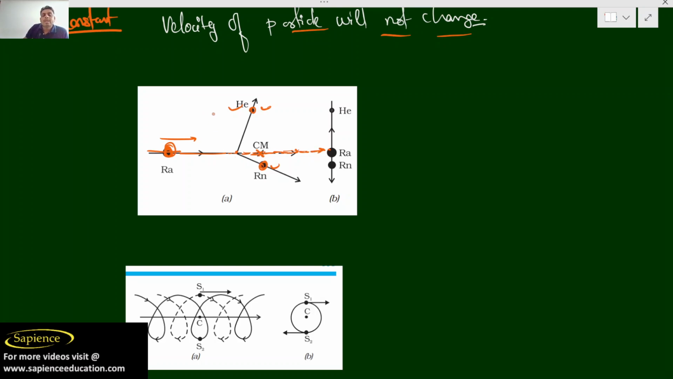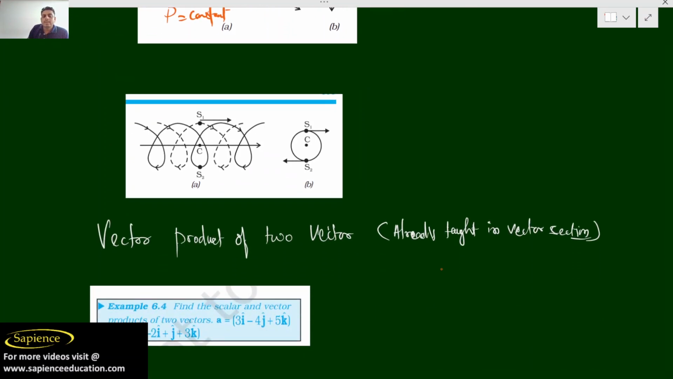Why so? Because there is no external force. The external force is zero, so it means that momentum will remain constant. Okay, and if momentum remains constant, it means that the center of mass will not change its path. Okay, again I will give you one more example. Here you can get clear.